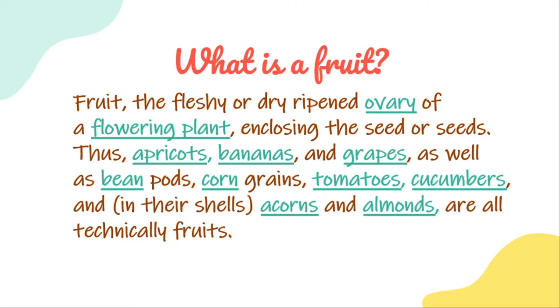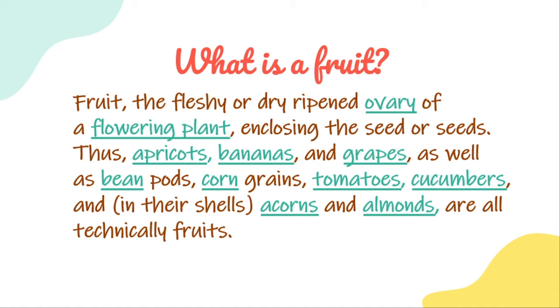Okay, so let's proceed now to the next slide. So what is a fruit? A fruit is the fleshy or dry ripened ovary of a flowering plant enclosing the seed or seeds. Thus apricots, bananas, and grapes, as well as bean pods, corn grains, tomatoes, cucumbers, and acorns and almonds are all technically fruits.